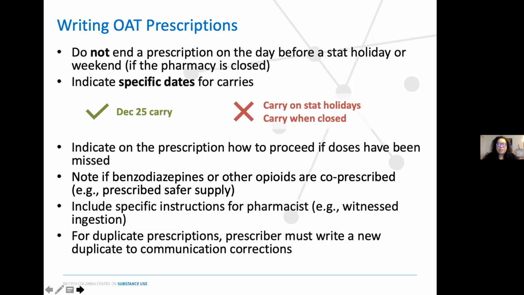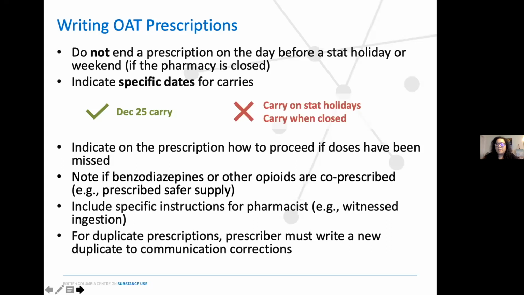And again, if you note on the prescription the person is also utilizing other opioids like safer supply or benzos, you can note that, yes, understood, it is being used and co-prescribed at the same time, just in case the prescribers are different, because that will allow fewer callbacks to the clinic to clarify, because we must clarify when we find a drug interaction.